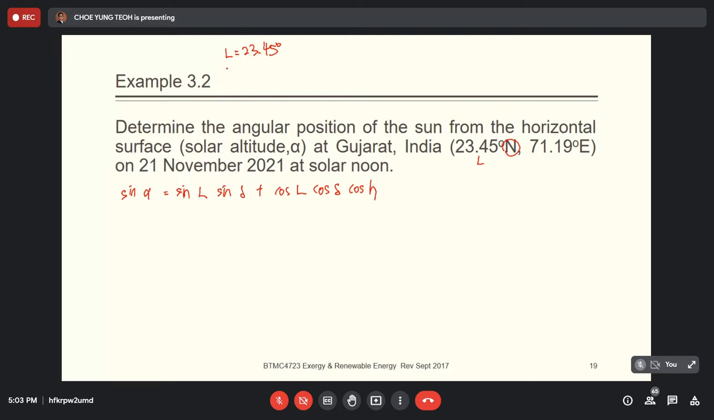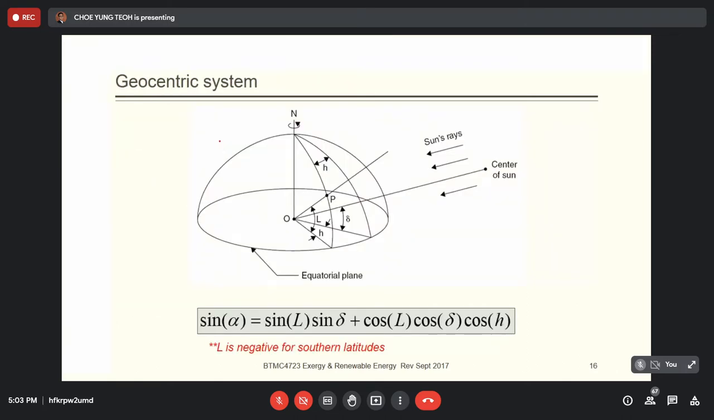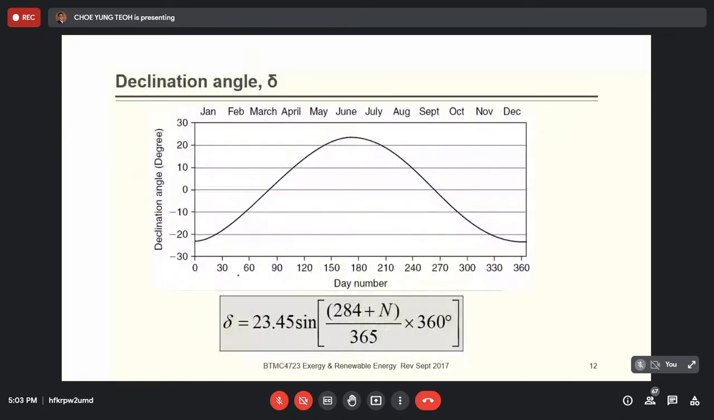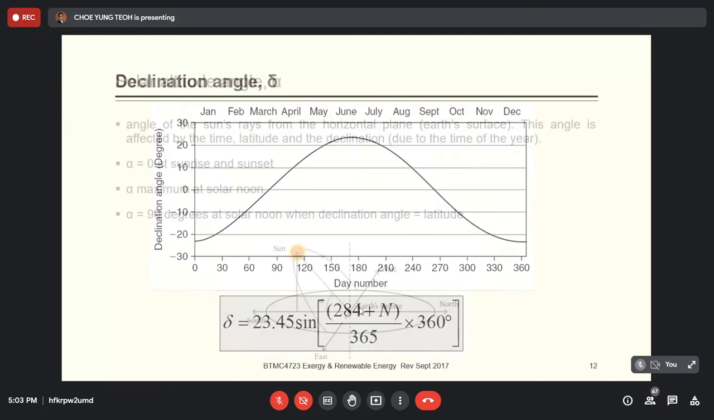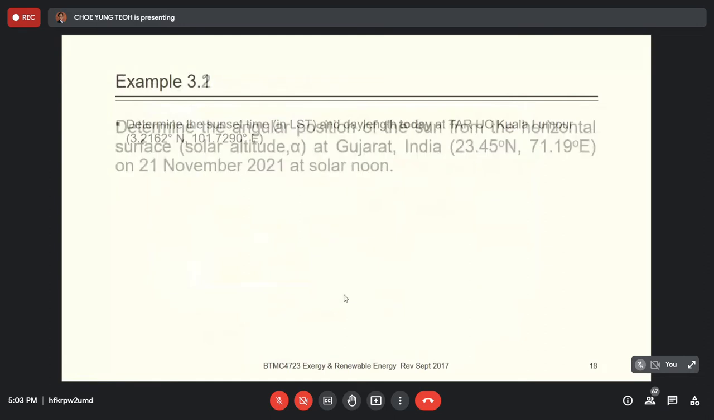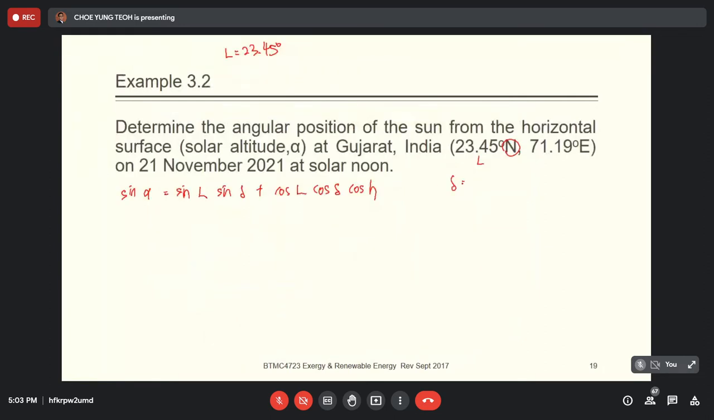After latitude, you have to find the declination angle, and remember that the declination angle depends on the day of the year. So you can go back to the equation. Declination angle equals 23.45 sine of this value, so you need to know the number n. So I put it here, declination angle: 284 plus n over 365 times 360 degrees. So what's the value of n? Maybe you can share it with me.